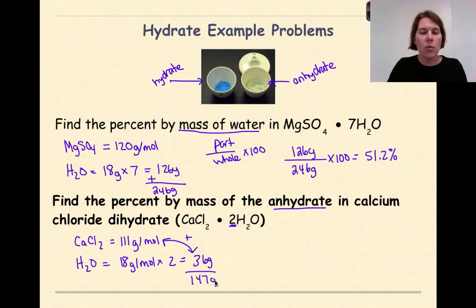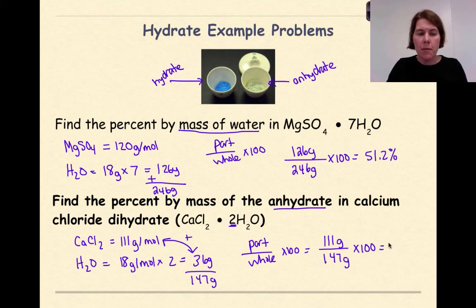So 147 grams. So again, we write our formula, part over the whole times 100. Now this time, my part is the anhydrate. I'm not going to put the water on the top. Nope, I'm going to put the anhydrate. So this is 111 grams. That's going on the top because that's what I'm looking for. The total mass of the hydrate is 147 grams. And then again, I'm going to multiply this by 100. My percentage for this one is 75.5%. 2 different perspectives of how you can approach hydrate problems.